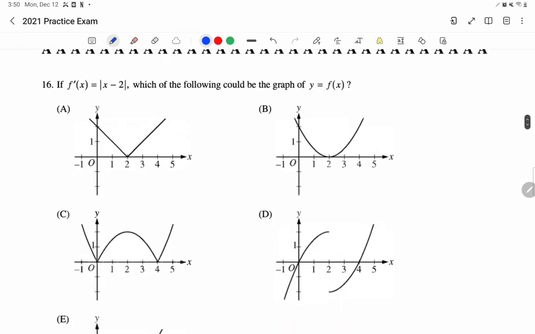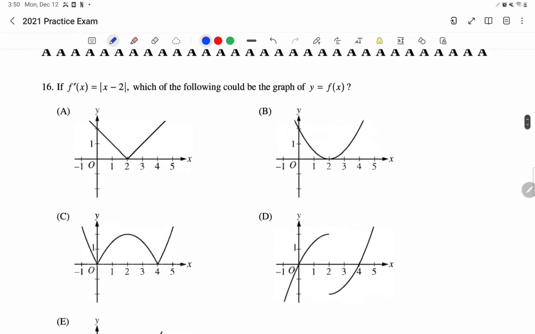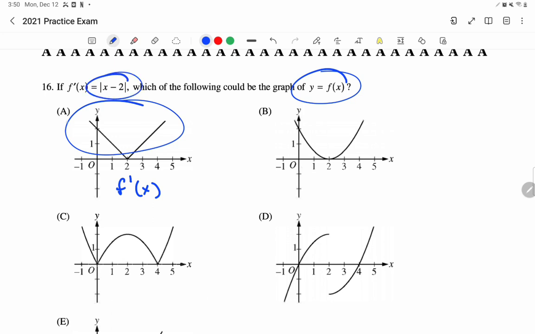All right, next up we have f prime of x equals the absolute value of x minus 2, which the following could be the graph of y equals f of x. Don't pick A. A is f prime of x equals the absolute value of x minus 2. But we want y equals f of x. So you can actually look at A and realize, hey, this is the f prime of x graph. So this graph is always positive, right? And we know that about an absolute value graph. It's always positive. What that means is that if f prime is always positive, then f is always increasing.